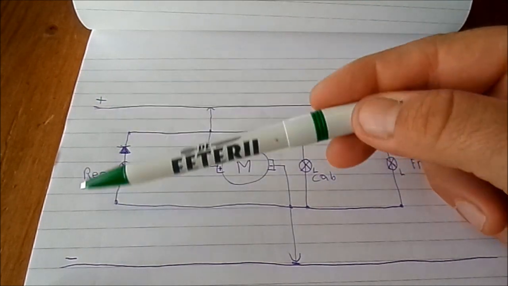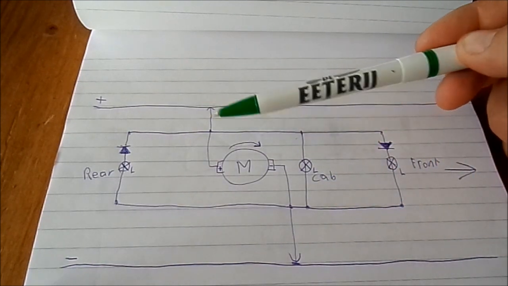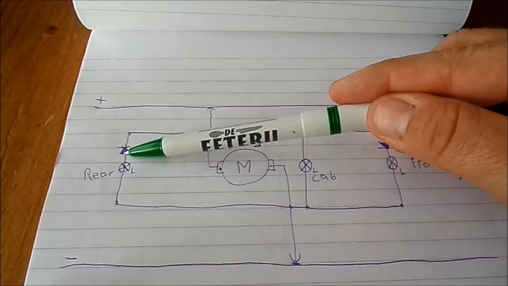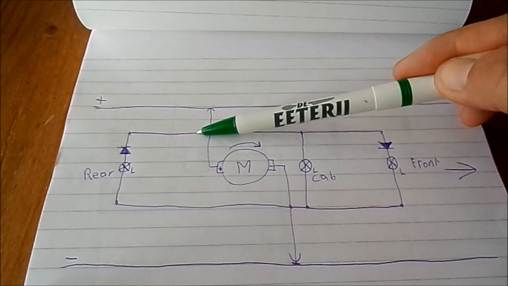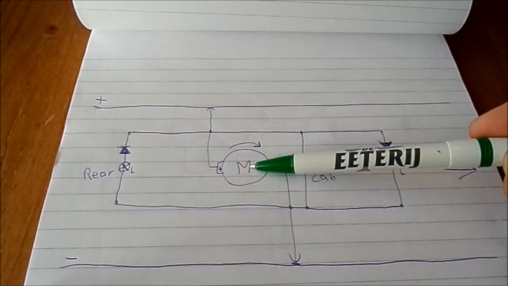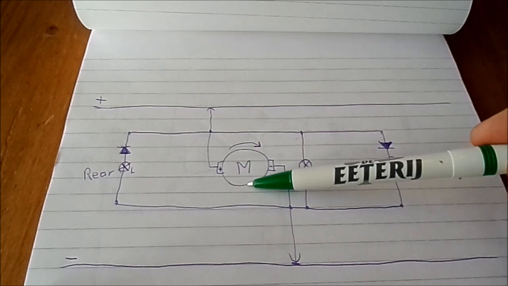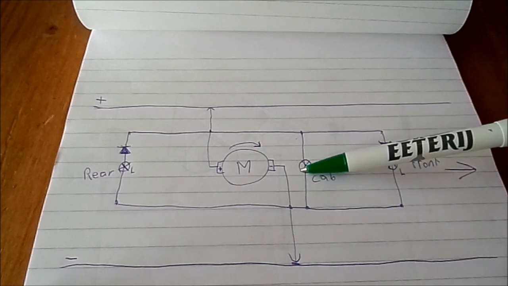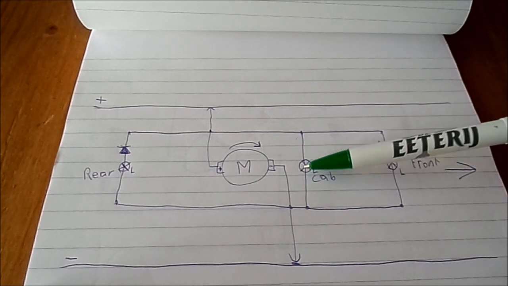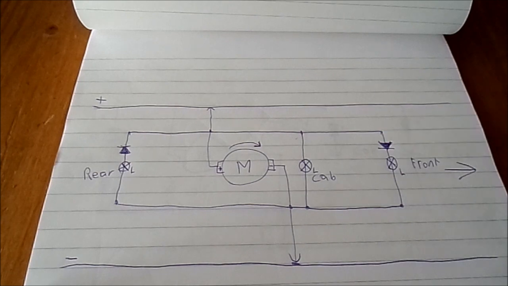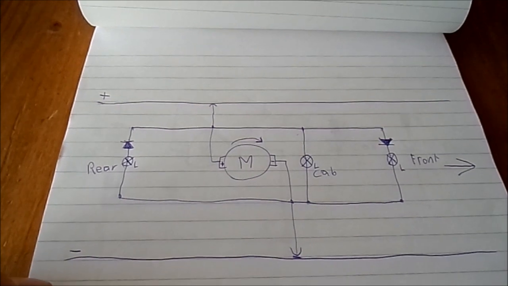make this negative and this the positive, then current comes in from here, goes through the light, sees this, hey, can't pass through it, and goes back that way. Current will go through the motor, motor will start turning in this direction, locomotive will go this way, and current goes there, cab light is on because there's no diode there, it's always on, and it comes here, goes through the light, stops here. So this light will not light up and you have your front and rear signal.